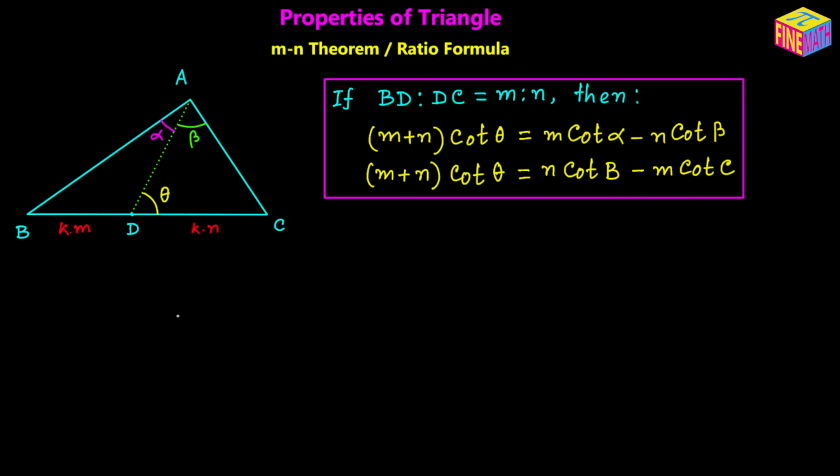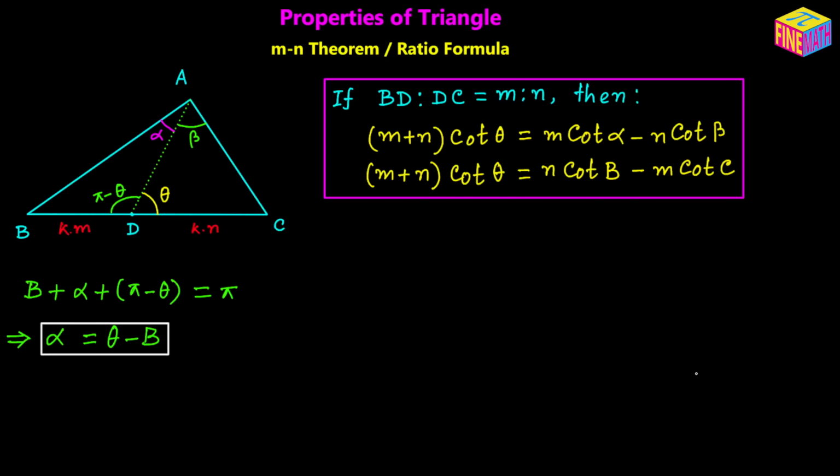Now let's look at the triangle ABD. So from there we can say that angle B plus angle alpha plus angle pi minus theta is equal to pi, and from here if we try to express alpha in terms of the angle B, then we can say alpha equals, the pi and pi will cancel out each other on both sides, so it will be theta minus B. And similarly let's look at the triangle ADC.